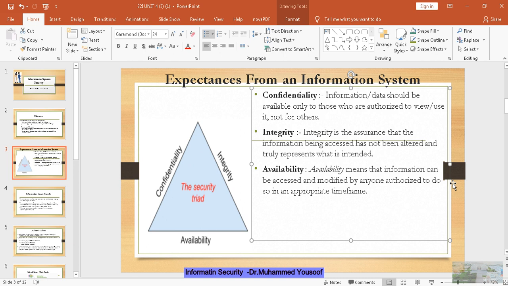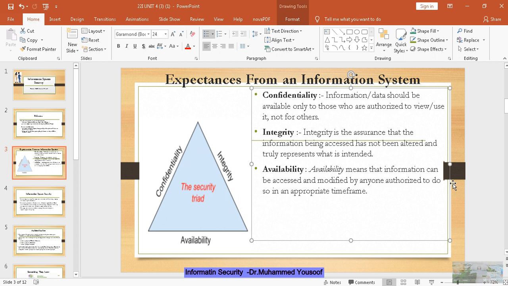For example, if I tell a friend some information and I tell him don't tell it to anyone, he has to keep it with him secretly, confidentially. That means nobody else should know this information. This is called confidentiality. You are working in a company, and the company gives you some information. If you share that information in a way that might damage your company, then you are not maintaining confidentiality. Confidentiality means you only make the information available to those people who are authorized to view and use it. That is called confidentiality.